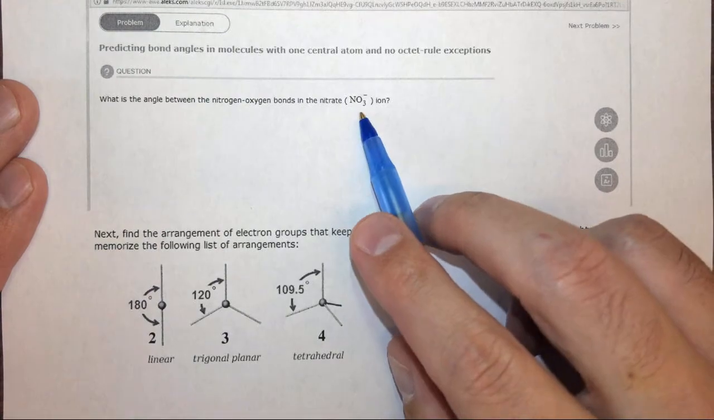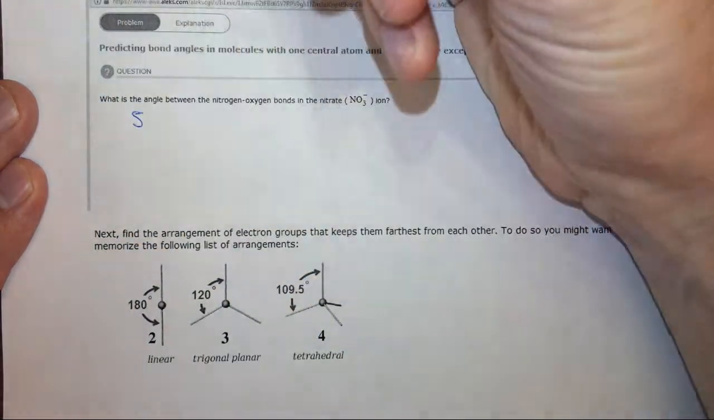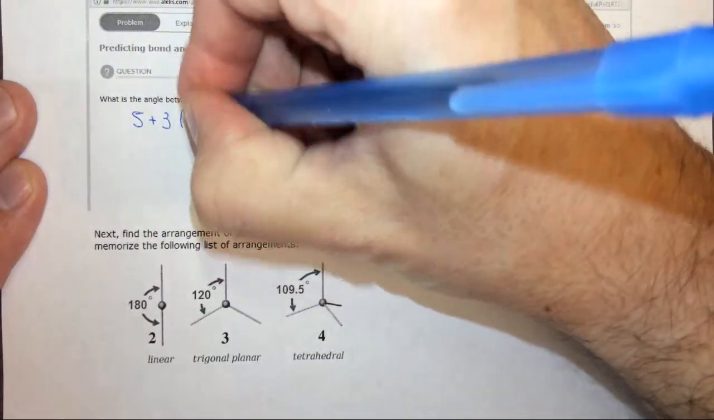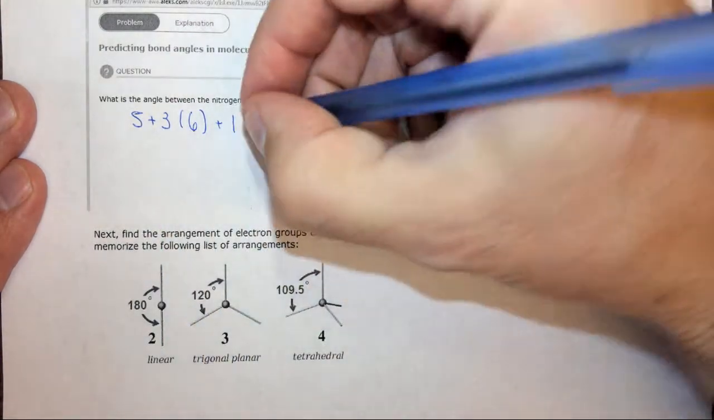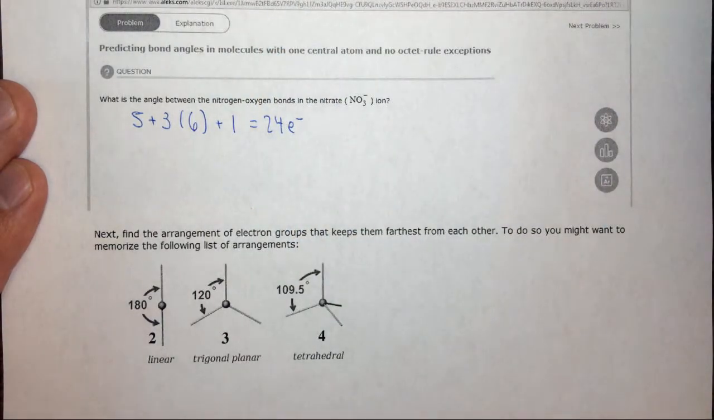So, let's start by drawing the Lewis structure. To draw the Lewis structure, we have to count the valence electrons. Nitrogen has 5, plus 3 times 6, plus 1 extra because it's NO3-. This gives us a total of 24 electrons.